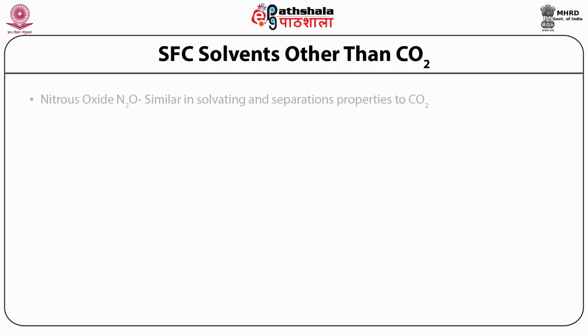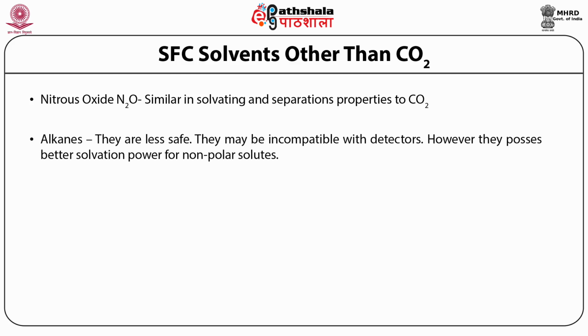There are many other supercritical fluid chromatography solvents as choices other than carbon dioxide. For example, nitrous oxide or N2O. It has similar solvating and separation properties as carbon dioxide. Alkanes such as butane and pentane can also be employed. However, they suffer from a disadvantage that they are less safe than carbon dioxide. They may be incompatible with the detectors. However, they possess better solvation power for non-polar solutes. Halocarbons, xenon, etc. are also used for very special applications.